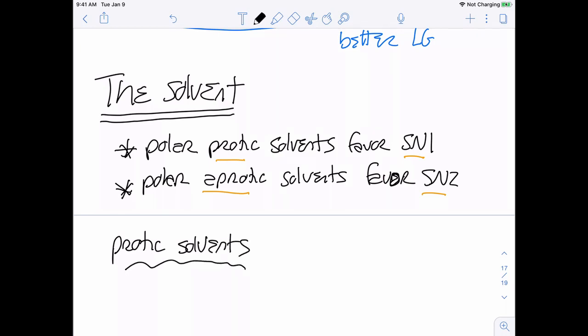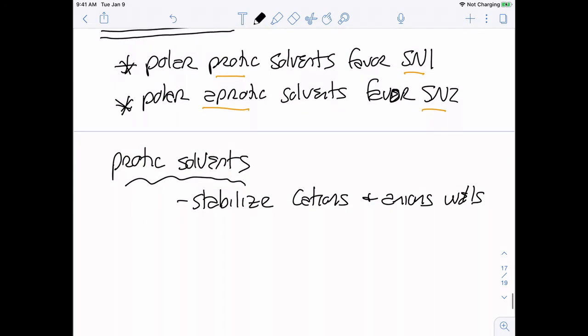Remember, these guys can form hydrogen bonds, and they stabilize cations and anions well. Remember that aprotic solvents do not stabilize our anions so well. So protic ones, because they can stabilize both cations and anions, are stabilizing the carbocation intermediate, which is a cation. They're also stabilizing the nucleophile, which is my anion. But again, because the nucleophile is not part of my rate determining step, that doesn't matter.